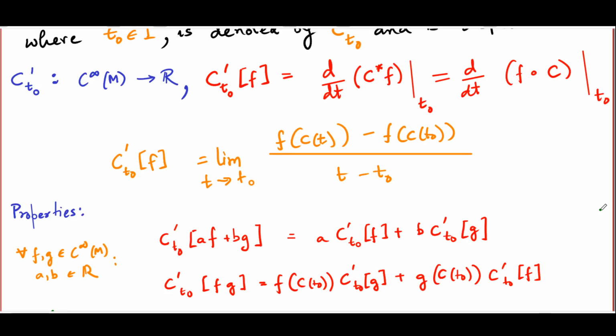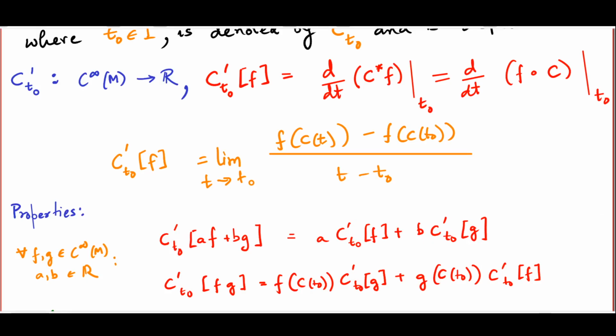What makes it like a derivative, apart from the fact that it is a rate of change, is this second property, that C prime t0 acting on a product fg gives you two terms. One term is one in which C prime t0 gets to act on g. It's multiplied by the value of f at the point C(t0). The other term is C prime t0 acting on the other function f multiplied by the value of g at C(t0). Now this is the property which looks very much like the derivative property called the Leibniz property, and in fact, it goes to show that what we are dealing with here is a kind of derivative.